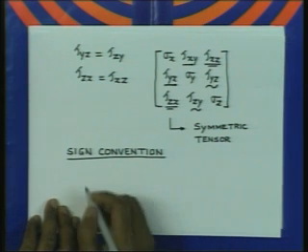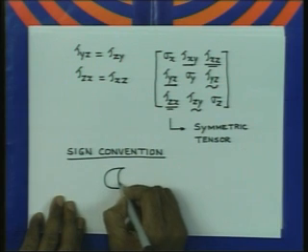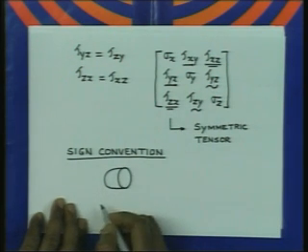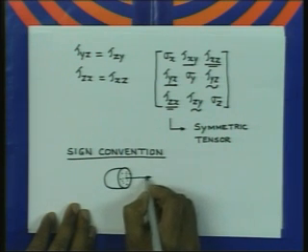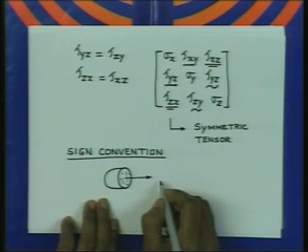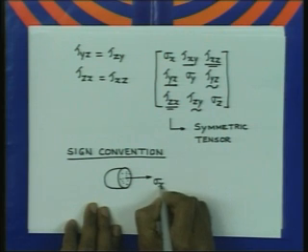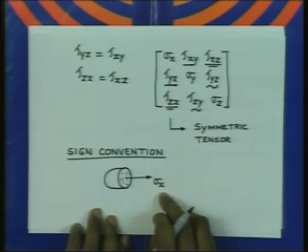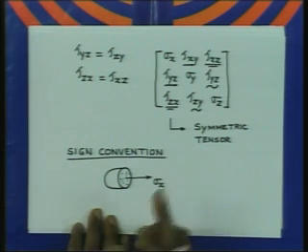If the stress is acting on a positive face, let us say we consider this face, and the outer normal of this face is directed in the positive x direction. So, therefore, it is a positive face, and if the normal stress is acting in the positive x direction, then in that case it is a positive stress. Positive face and the stress is directed in the positive direction, it is a positive stress.